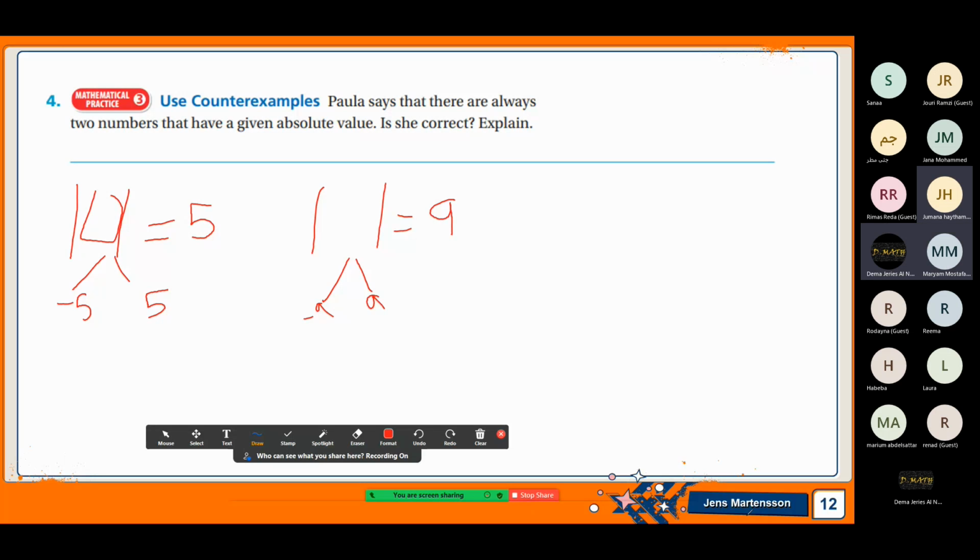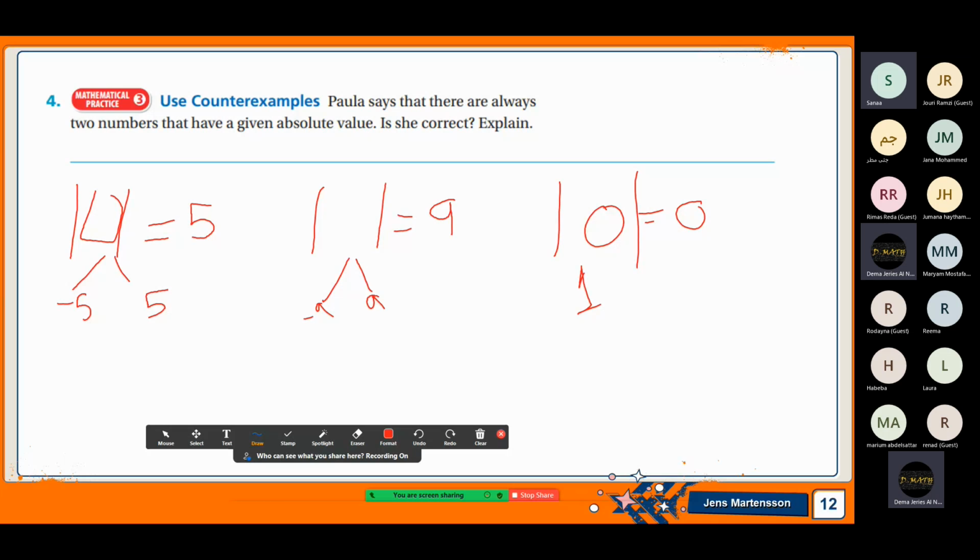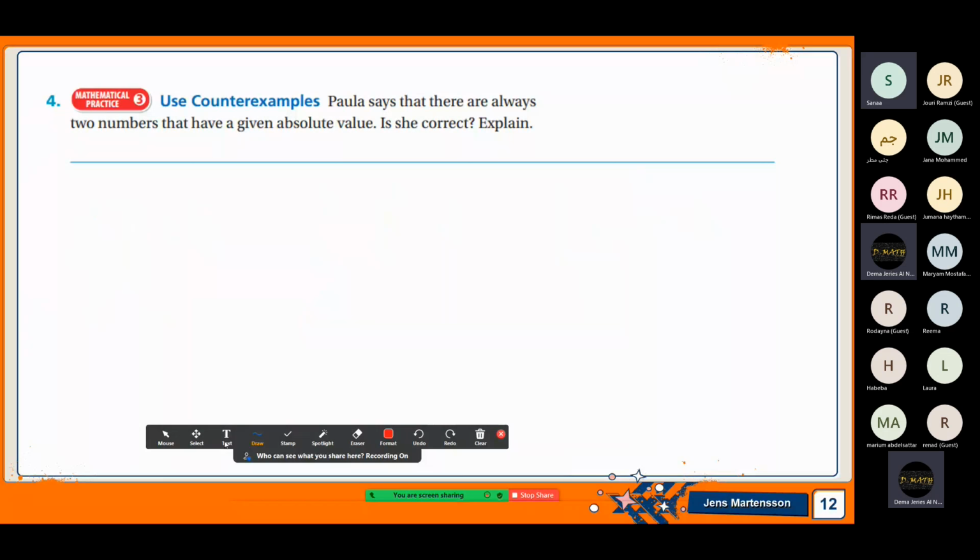Why, teacher, no? She's not correct because of 0. No, because you can ask, what is the number whose absolute value is 0? 0 only. So it's not always 2 numbers. All the numbers have 2, but 0 does not. Is it clear? Only 0, teacher. Yeah. So you will write no.